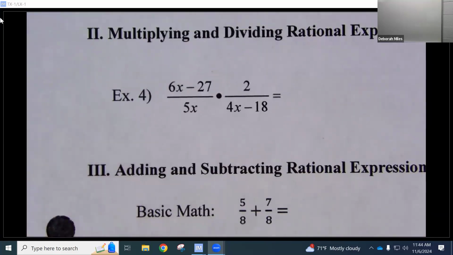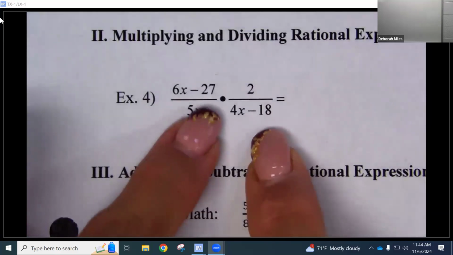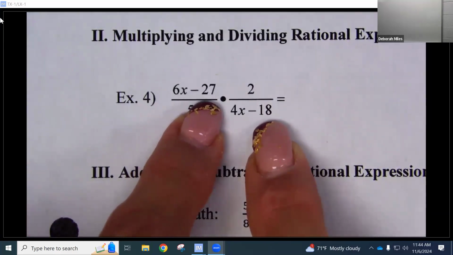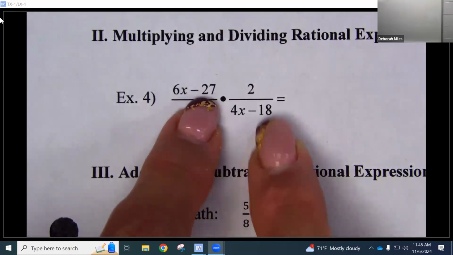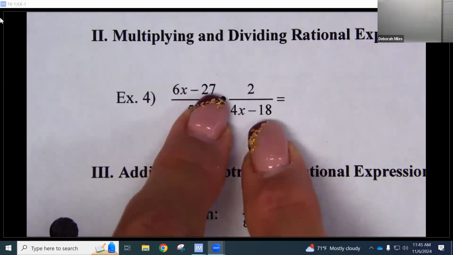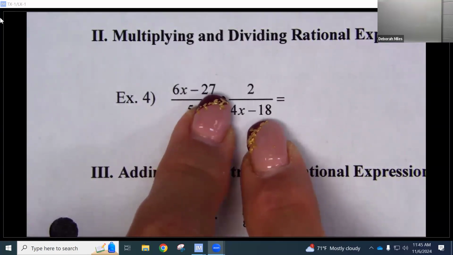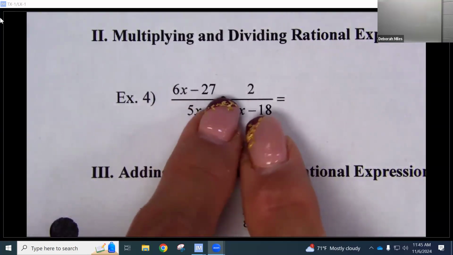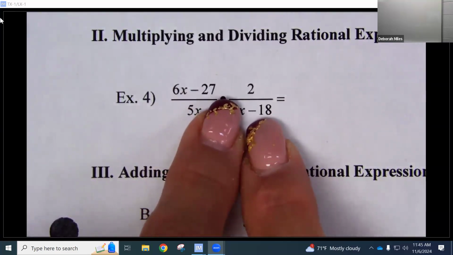So number 4 is a multiplication problem. Can I reduce that 27 and that 18? 9 will go into both of them. Why not? I'm trying to get you to say the right words. Why can't I reduce the 27 and the 18? They're terms. They have stuff added to them. So if I can't cancel terms and I can only cancel factors, what do I need to do?